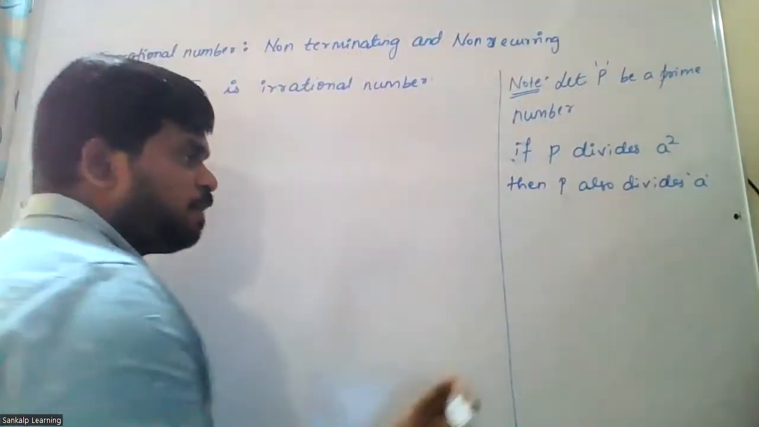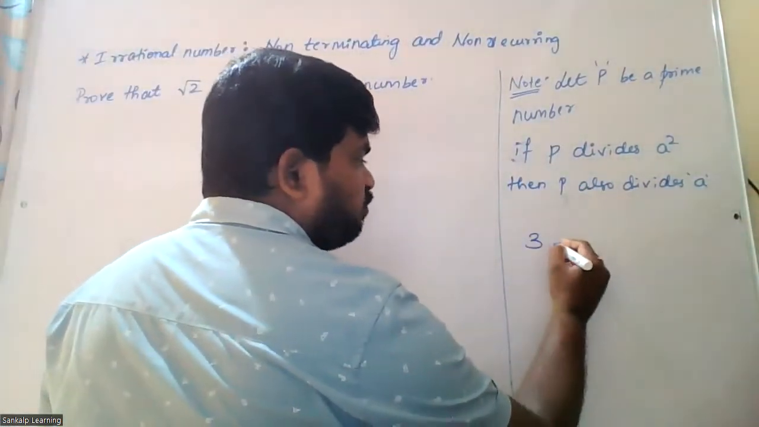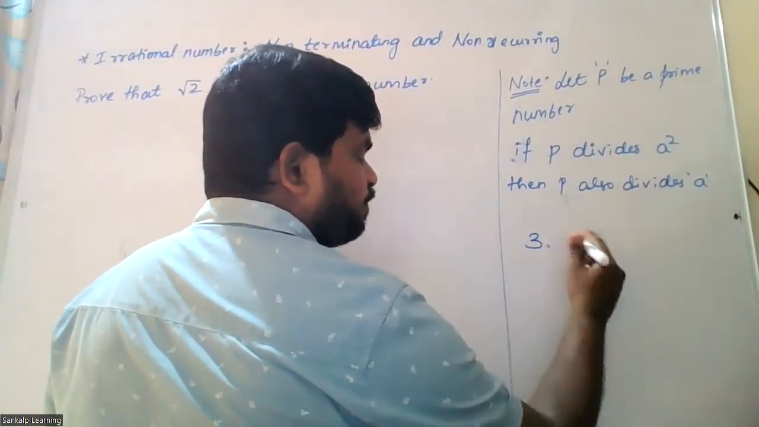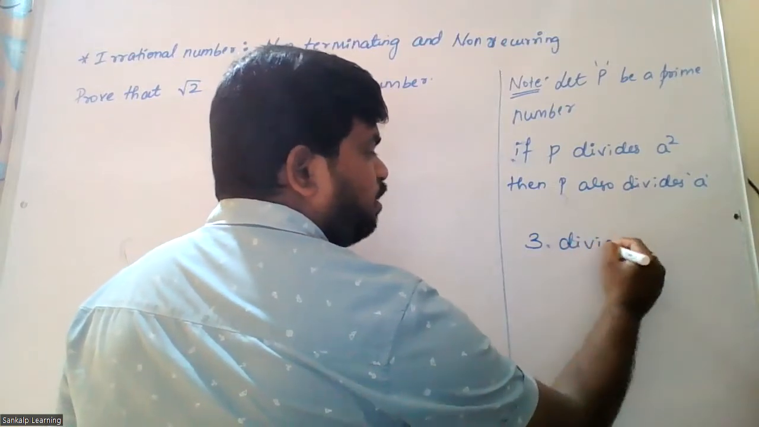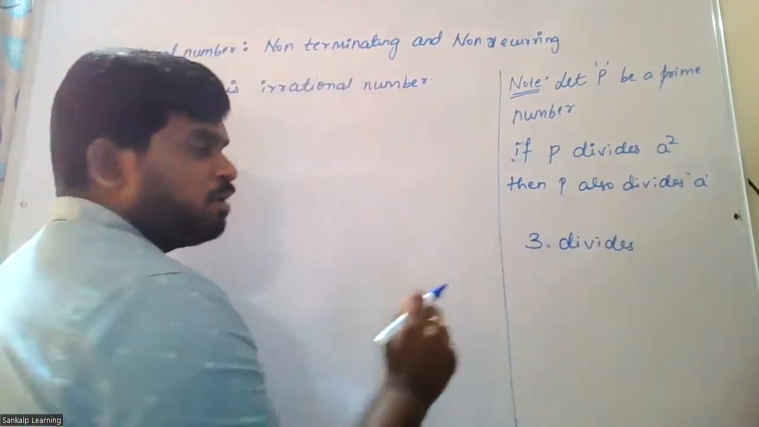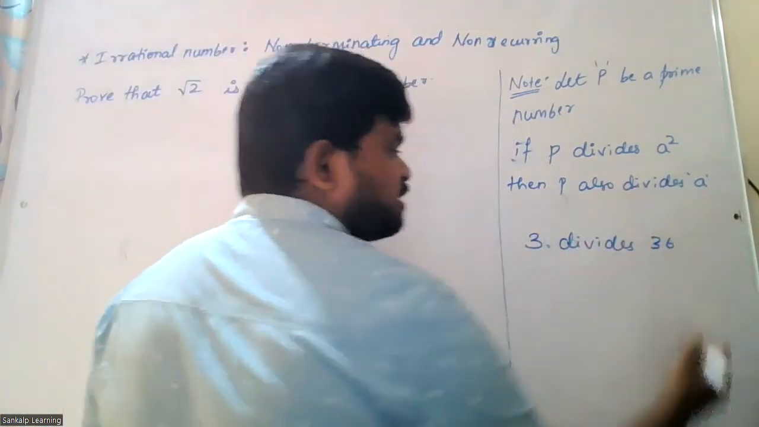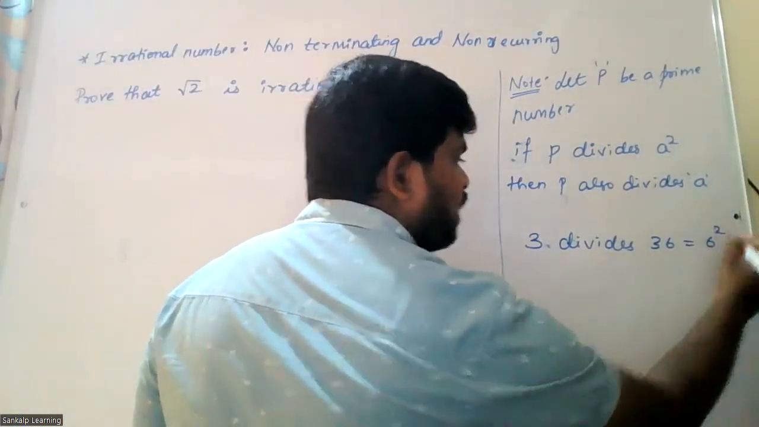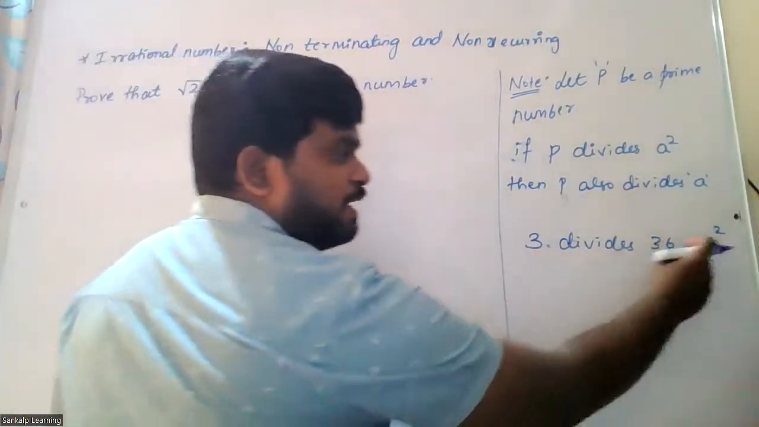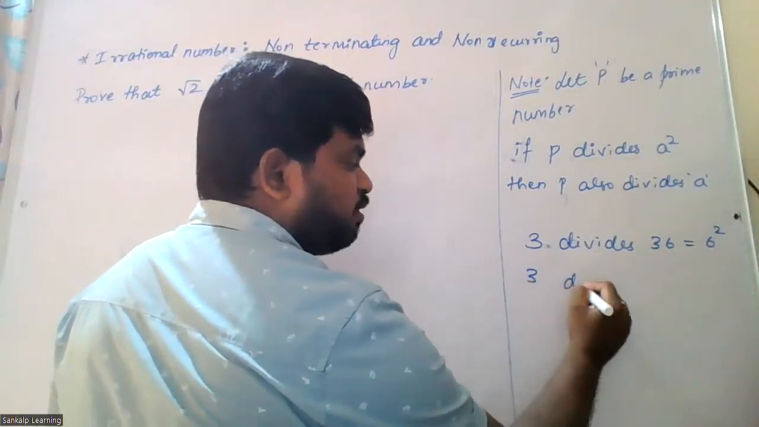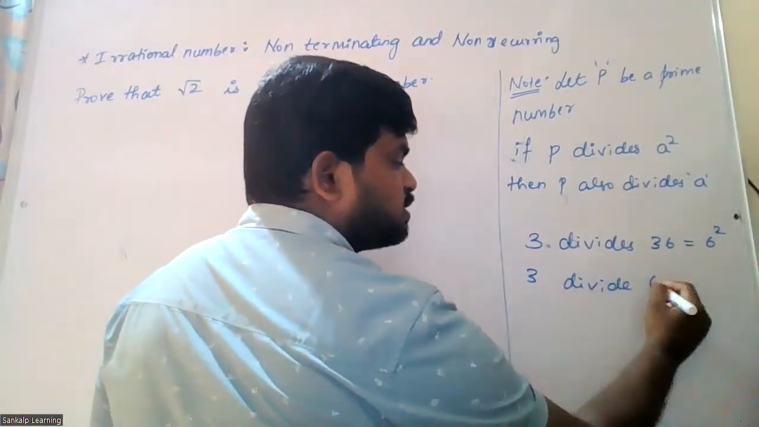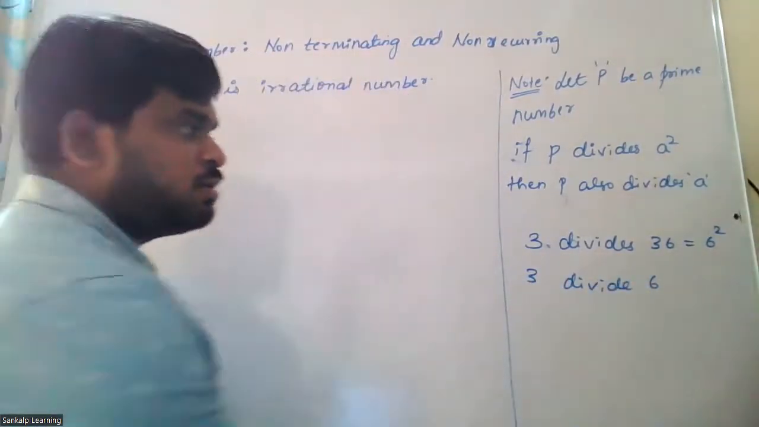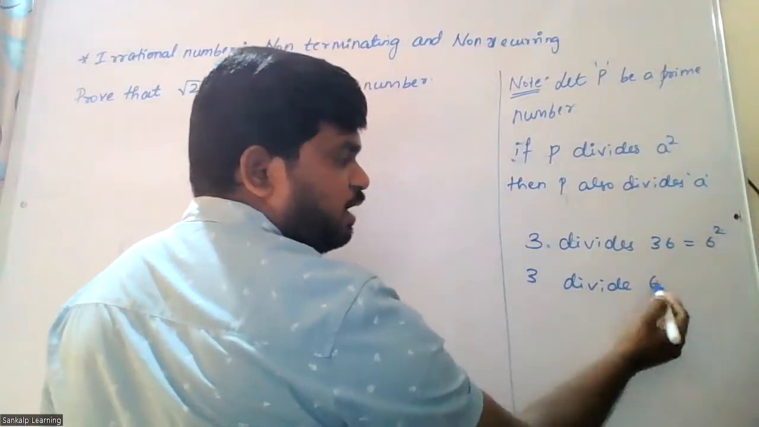For example, we know that 3 is a prime number. See, I'm going to take only prime numbers. 3 divides 36, right? 36 is nothing but 6 square. So 3 divides 6 square. Definitely 3 will also divide 6, isn't it? So your a is 6, a square, a.